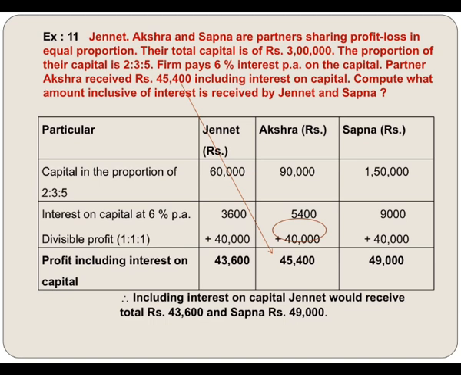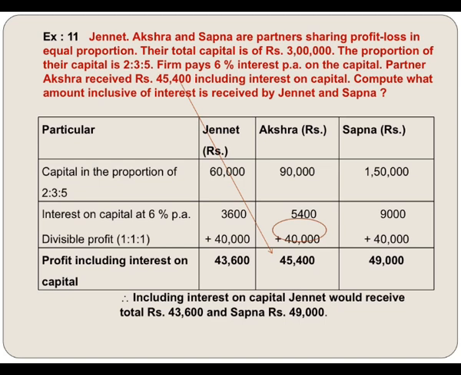First of all, their capital is 3 lakh and their capital proportion is 2:3:5. So here we have to consider that capital proportion 2:3:5, that is 2 by 10, 3 by 10, 5 by 10. So divide this entire 3 lakh capital in 2:3:5. So Janet's capital is 60,000, Akshara's capital is 90,000 and Sapna's capital is 1,50,000.